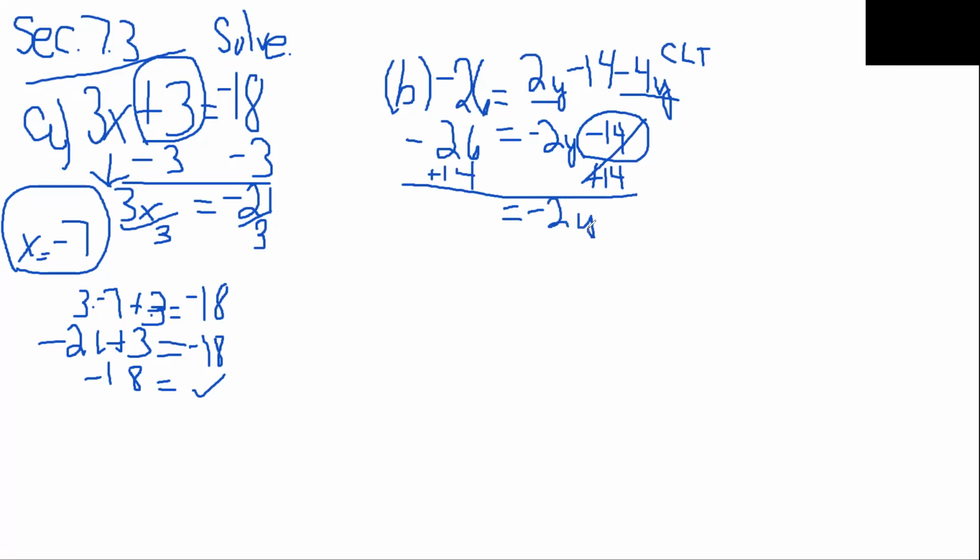And there I show -26 plus 14. That will give me not a +12, but a -12. So what will occur here? I will divide both sides by -2, and there I'm able to see that y will equal +6. Final answer there.